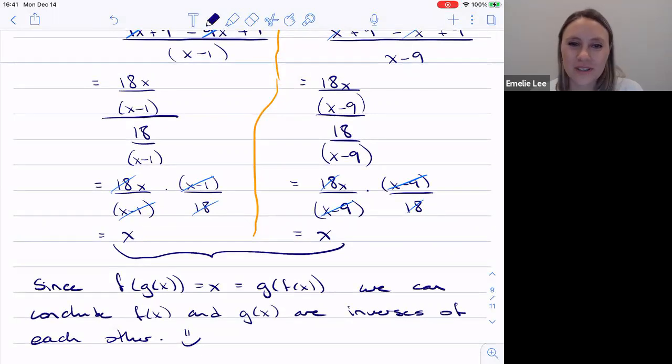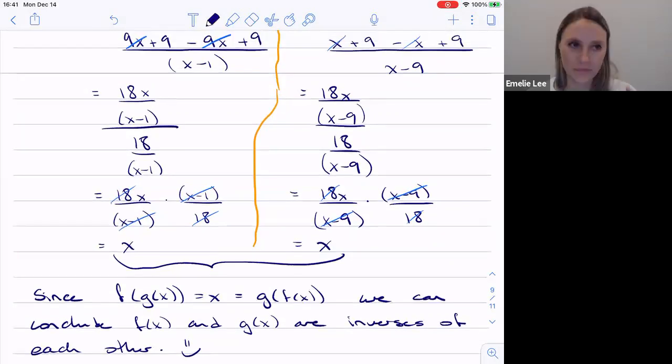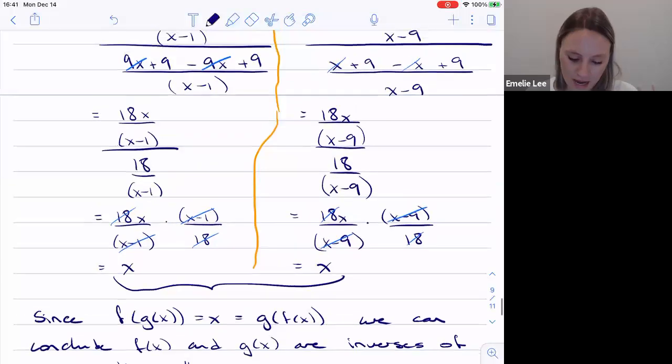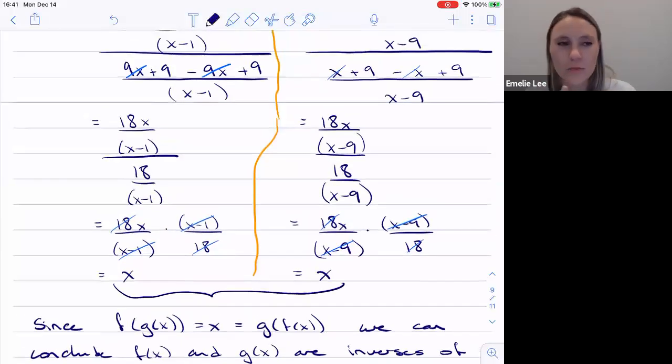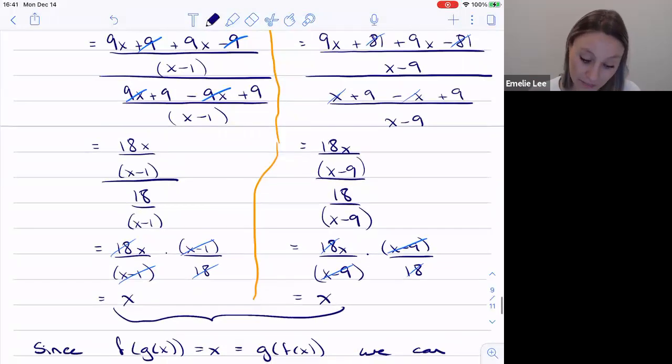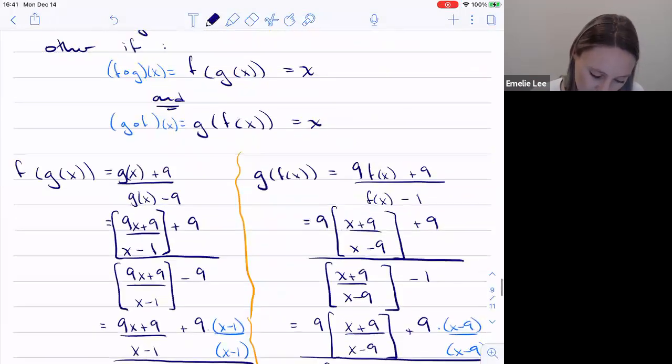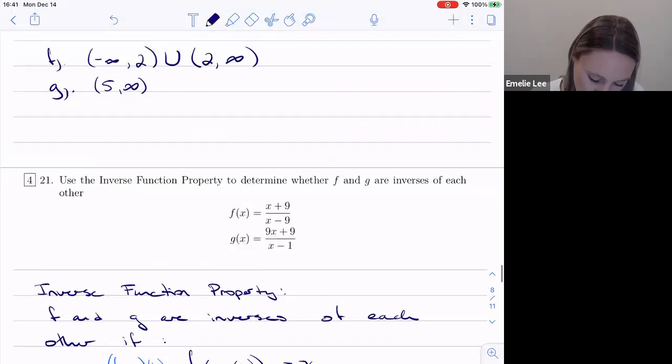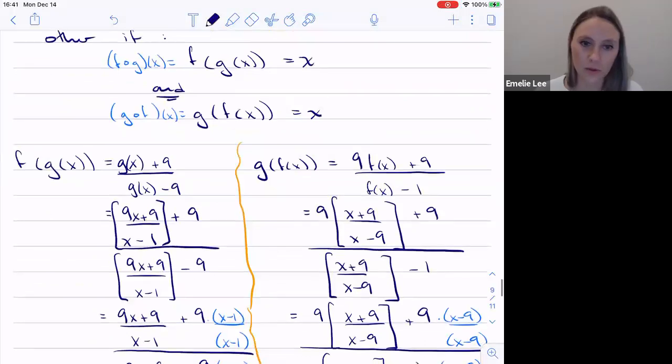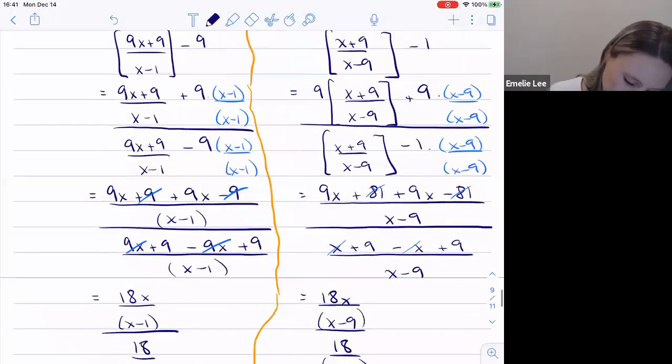A lot of work, right? But just keep your cool and remember you need to have a common denominator and keep those negatives, and things will cancel out. So I think that was 21, oh, and then 22, and then we'll do 13a and 14a.